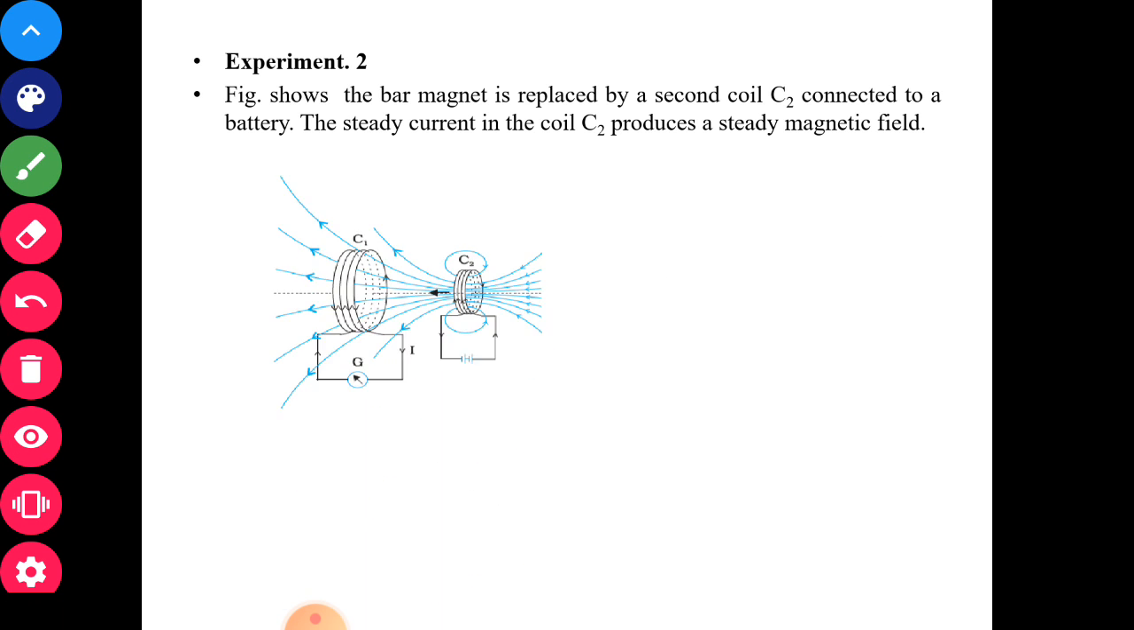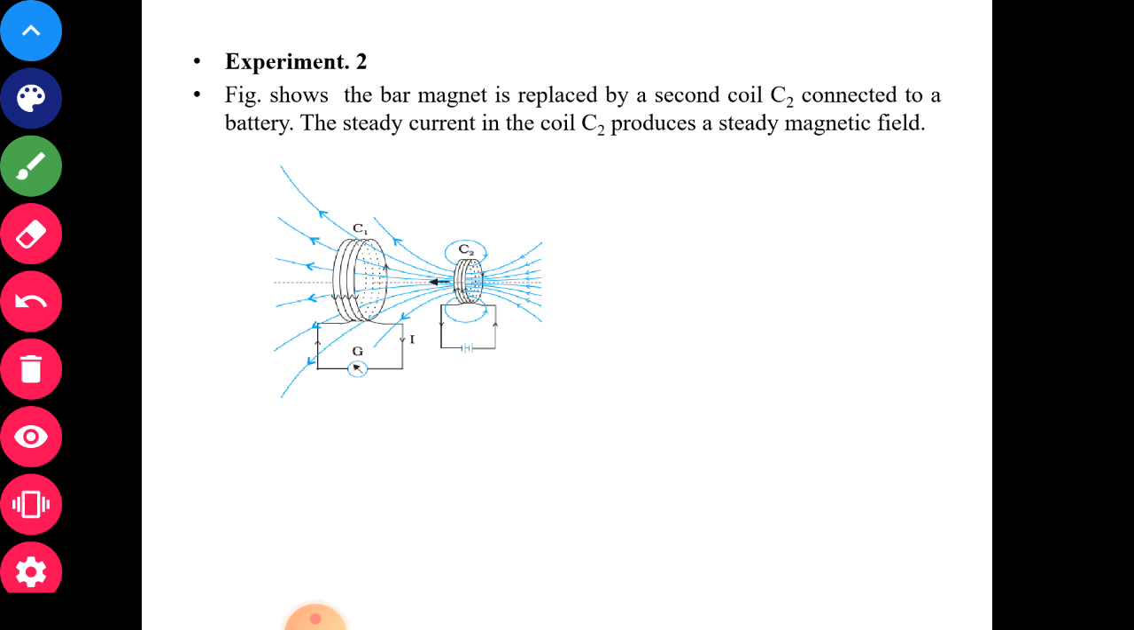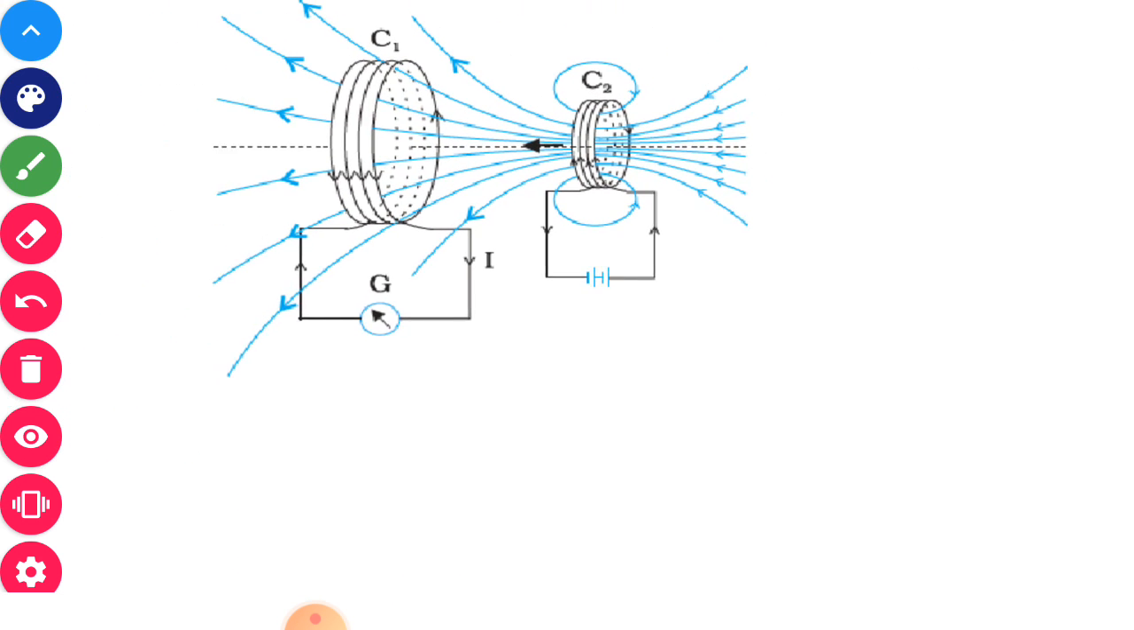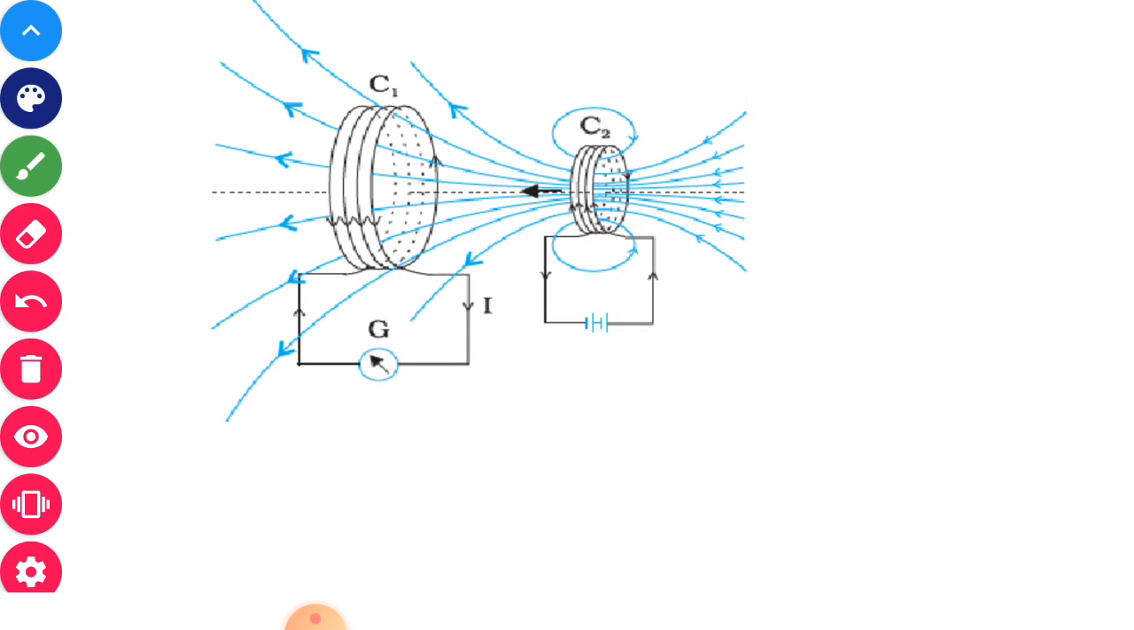Now there is another experiment. Here one figure is given. The figure shows the bar magnet is replaced by a second coil C2. So another coil is kept here, that is the C2 coil. Instead of the bar magnet we are having another coil, and the first coil is having the galvanometer. So there is no source of electric current in it. Here there is a battery, which is a source of electric current.